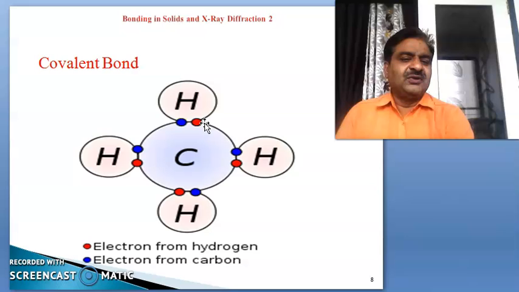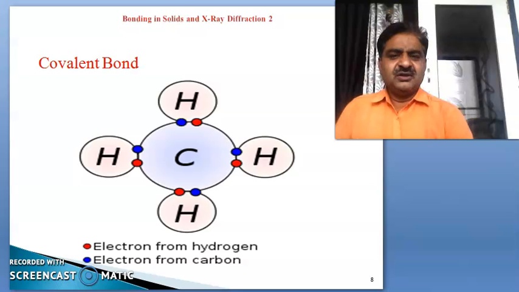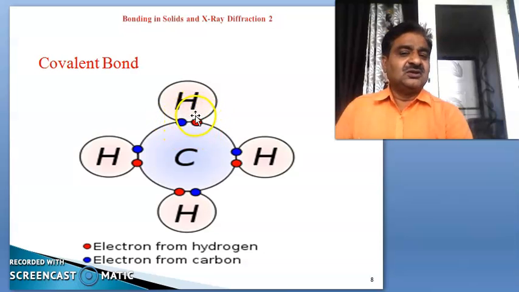From this figure it is clear that covalent bond is going to form between two non-metals. Here the red color electron is from hydrogen and this violet color electron is shown from carbon. This red color electron and violet color electron share with each other and there is a formation of covalent bond.